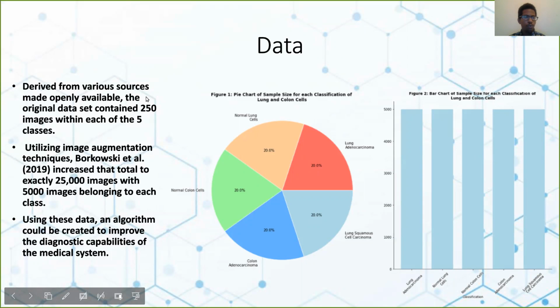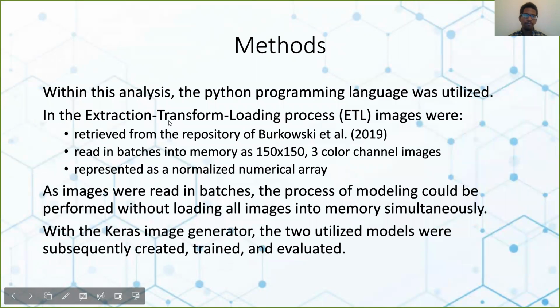Using these data, we can create an algorithm that could potentially be useful in the prediction of whether a cell is cancerous or not. In other words, improve the diagnostic capabilities of the medical system. Within this analysis, the Python programming language was used. We first sought to perform the extraction transform loading process, in which images were retrieved from the repository of Borkowski in 2019. These images were subsequently read into batches iteratively at a time as 100 by 150 images across a scale of red, blue, and green color channels.